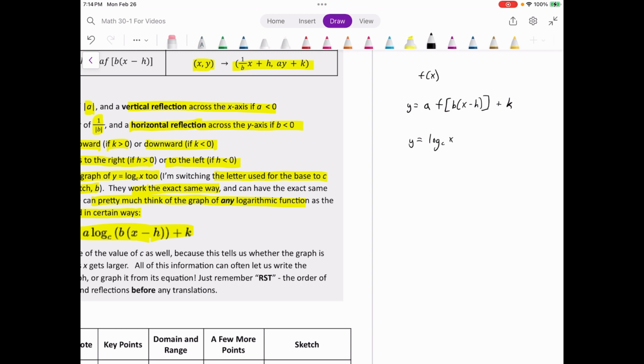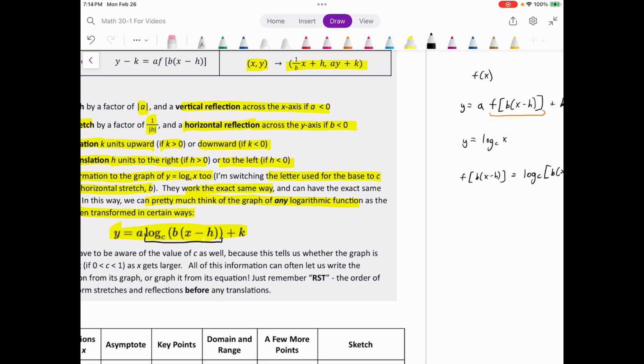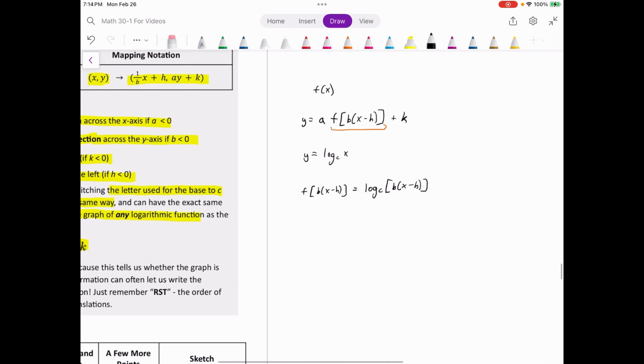So if we take those instructions and we apply them to y equals log base c of x, well, again, kind of two parts. Replace x with b times x minus h. That's kind of step one. So let's figure out what f of b times x minus h is. Well, if f of x is log base c of x, then f of b x minus h is going to be log base c of b times x minus h, right? Replace x with b times x minus h. Notice that's this part there. So that's f of b times x minus h if our f of x is log base c of x.